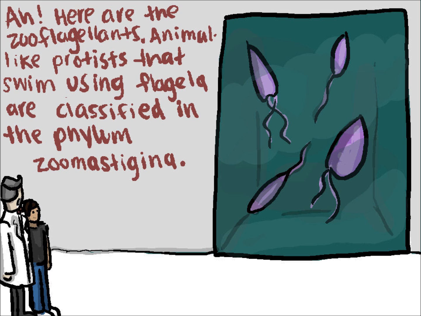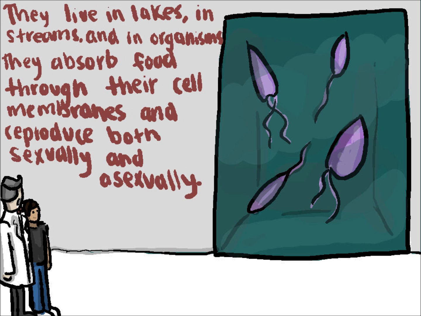Here are zooflagellates. Animal-like protists that swim using flagella are classified in the phylum Zoomastigina. They live in lakes, in streams, and in organisms. They absorb food through their cell membranes and reproduce both sexually and asexually.